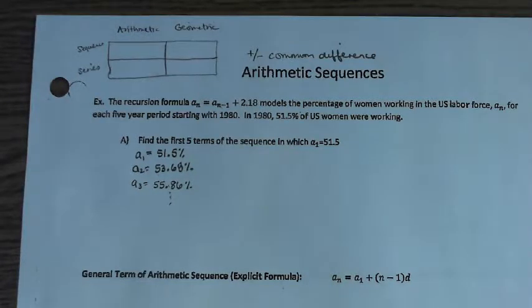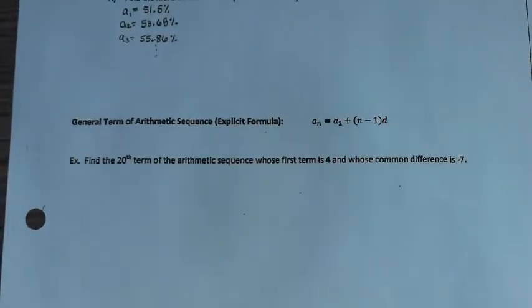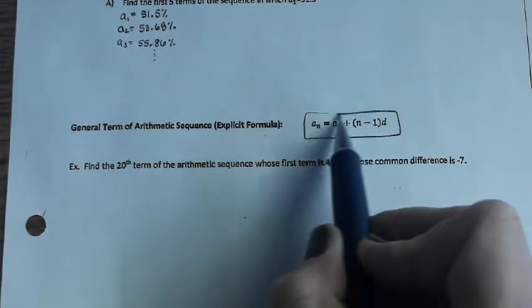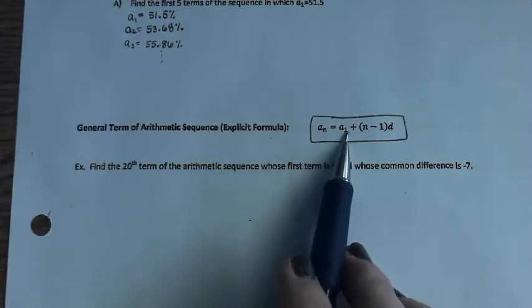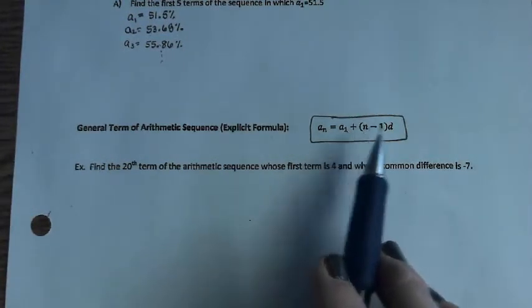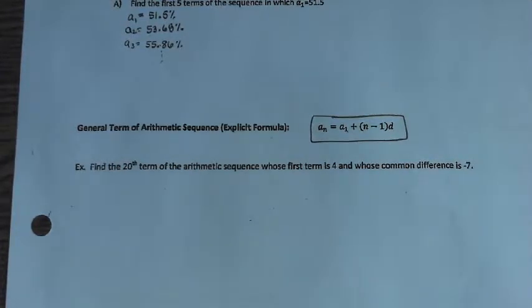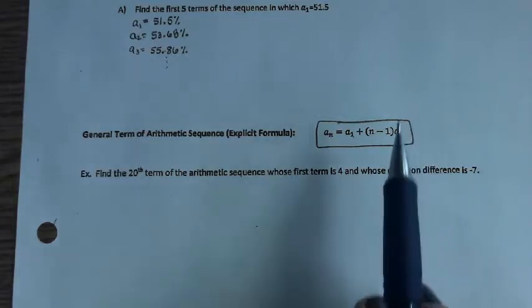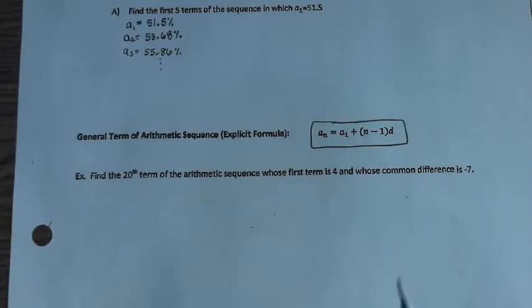Okay, so general terms of an arithmetic sequence, this is the explicit formula. This is what you have to know for that. So to get to any nth term, you start with the first term, and then you add the common difference n minus 1 times. So to get to the second term, for example, you'd add the common difference just 1 time because 2 minus 1 is 1.